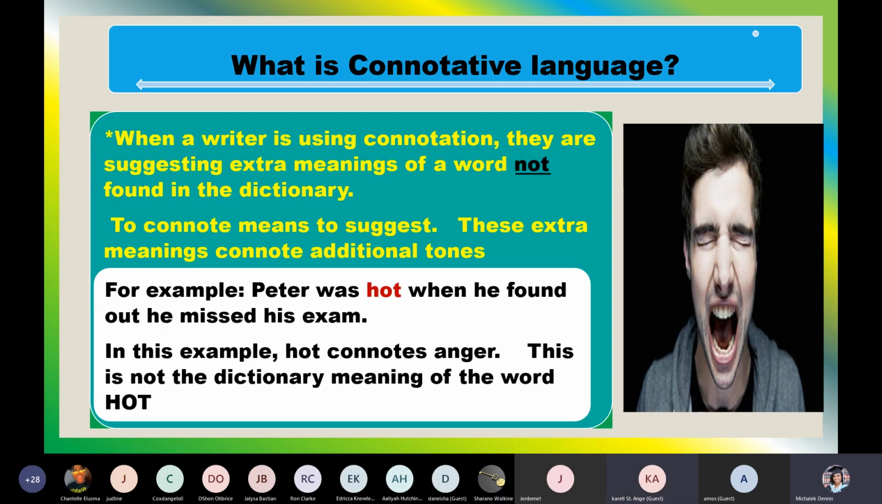Okay? Now, when we talk about literal, we know exactly what it is. But what about connotative? Can anyone tell me what you think connotative language is? Don't forget to raise your hands, or you can type it in the chat.